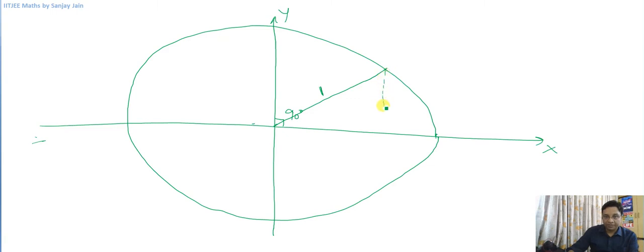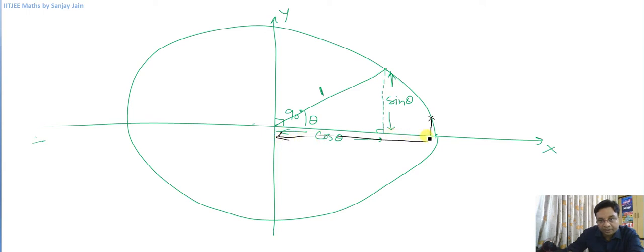And if I drop a perpendicular here, this length up to here, if this angle is theta, will be cos theta, and this length will be sin theta, right? Now you see the points on this circle. For example, if I take this point, for this point the corresponding vertical length will be this much, and what will be the corresponding horizontal length? It will be this much, right? For this point the vertical length will increase, but look at the horizontal, it will decrease, right?